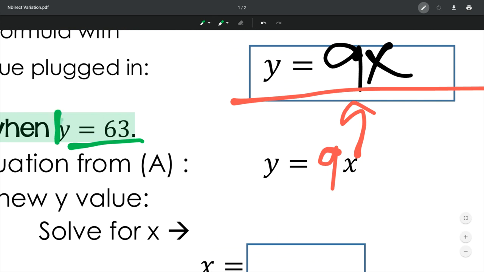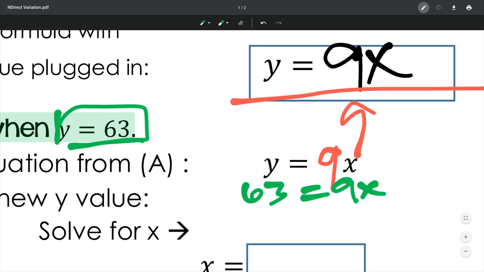So you're going to drop this y value of 63 in, and it becomes 63 equals 9x.